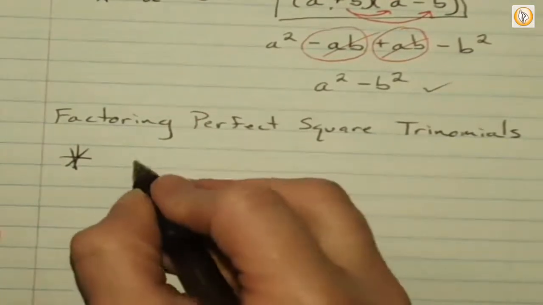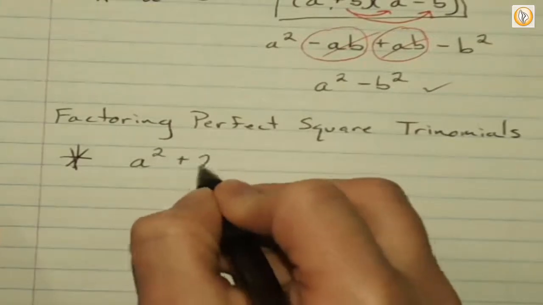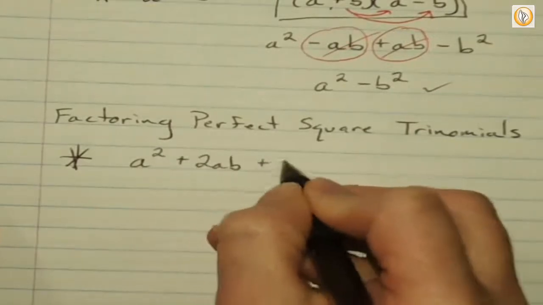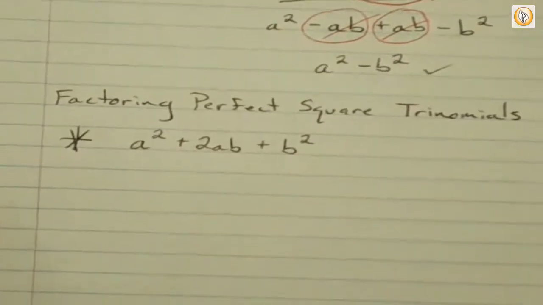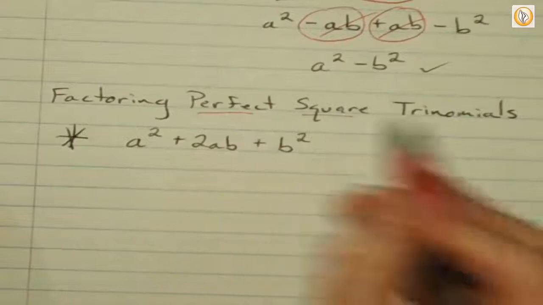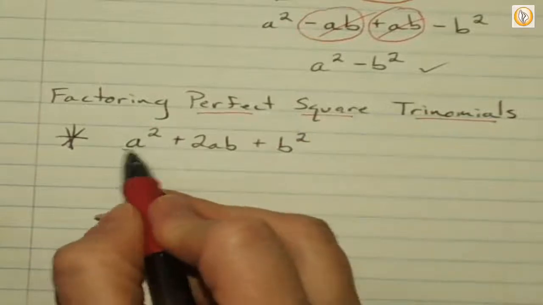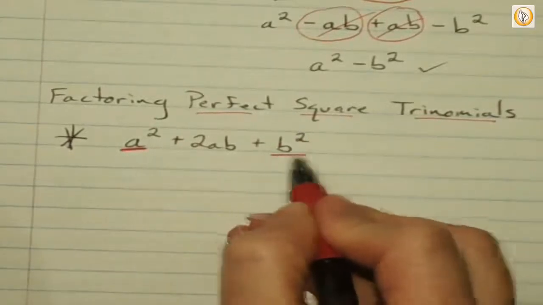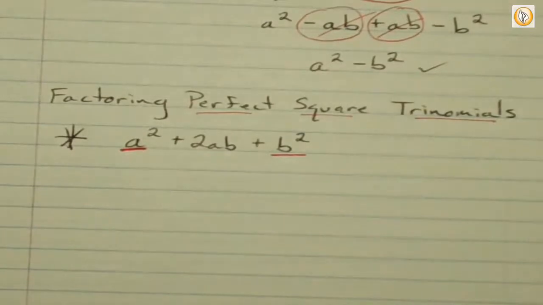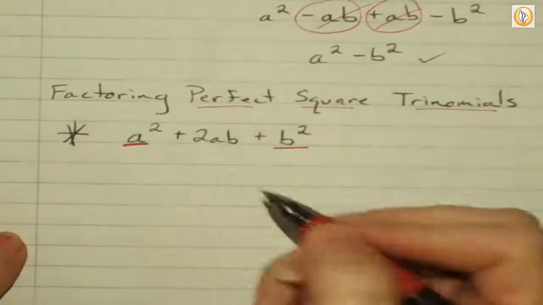Y'all ready? All right, let's say I have a squared plus 2ab plus b squared. Okay, there's my perfect square trinomial. Trinomial, there's 3 terms. This is a perfect square, and this is a perfect square. And remember, perfect squares are, like I said, 36 is a perfect square because 6 times 6 is 36. Stuff like that. 81 is a perfect square because 9 times 9 is 81. Okay, so if I need to factor this, notice, now y'all watch.